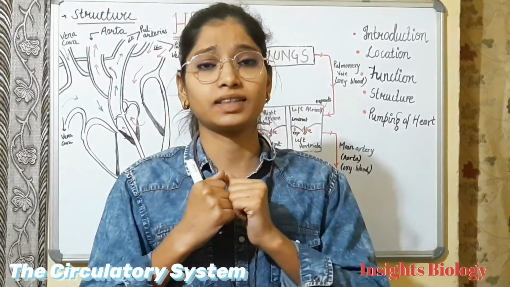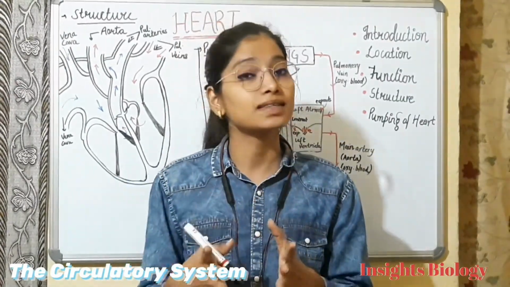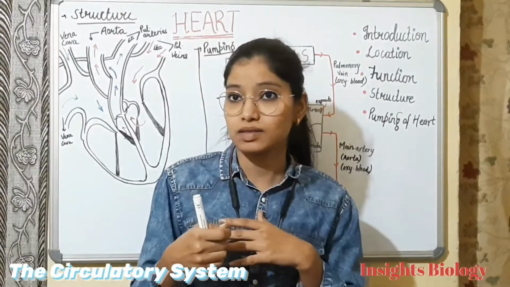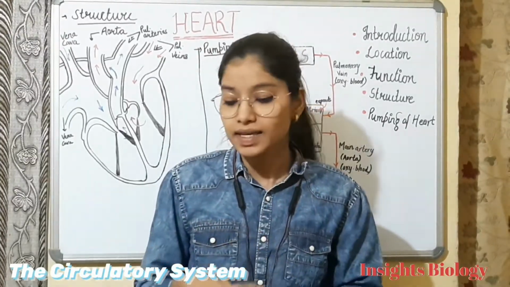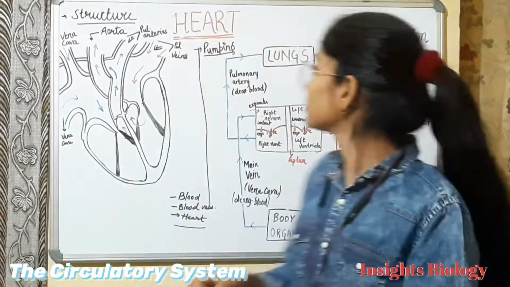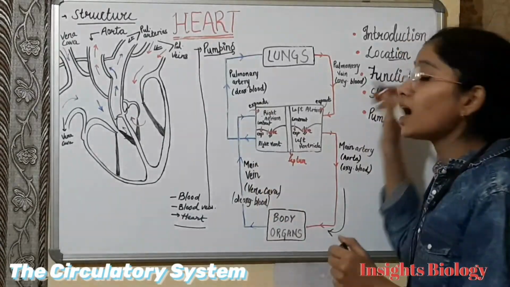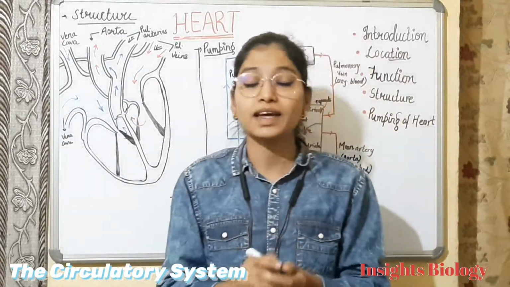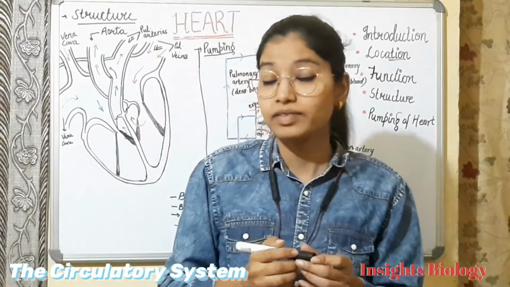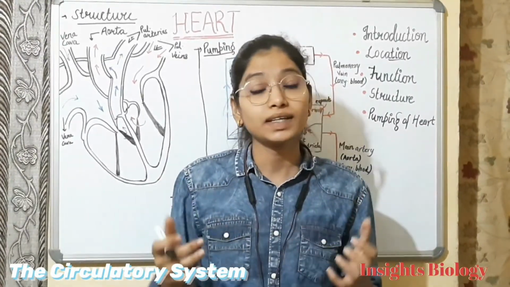What is heart? Heart is a muscular organ. It consists of cardiac muscles. Its size is like a clenched fist of human. Where is heart located? Heart is located inside the thoracic cavity. Where is thoracic cavity? Thoracic cavity is situated inside the rib cage, in the chest.